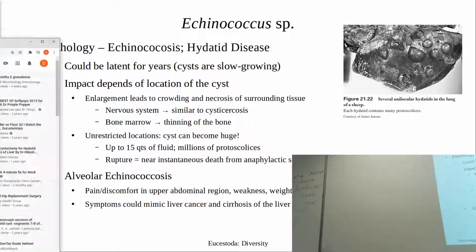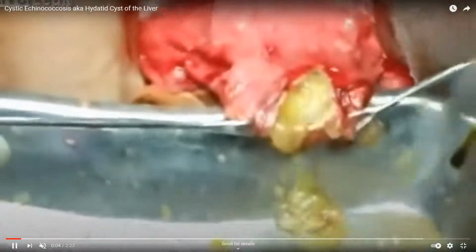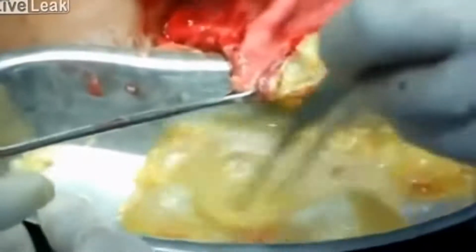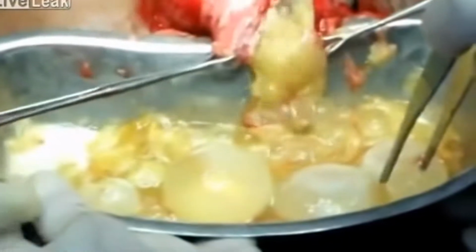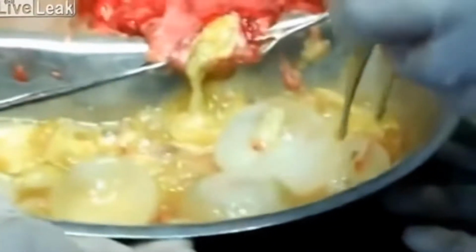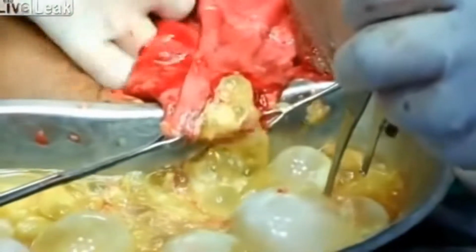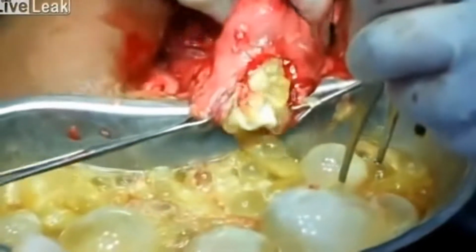So, I apologize to some. This is on YouTube. Tell you what, I'm going to hide this. This is a surgery where they are removing the cysts. There's one. There's more. And this is one individual. All of those, possibly only a single egg gave rise to all of this. Oh, there's one. You can see the fluid-filled sac.